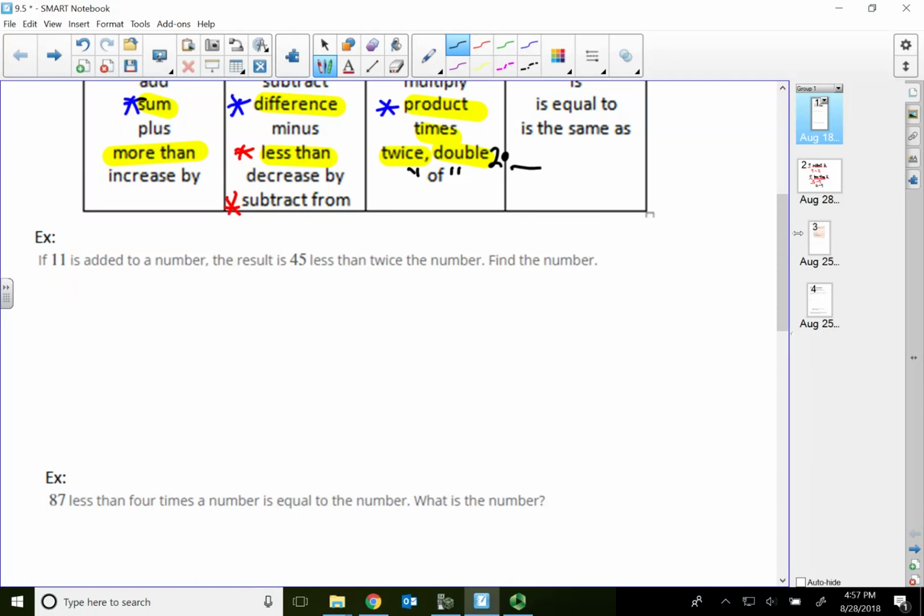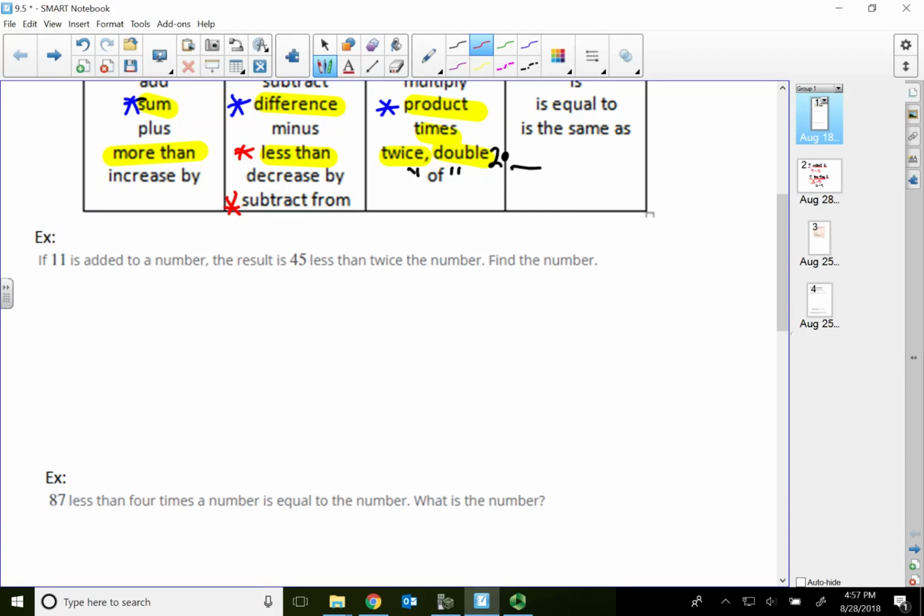So if you read this problem: if 11 is added to a number, the result is 45 less than twice the number. Find the number. So if you read it like that, you're not really trying to think about what it says. Okay, these problems are designed for you to translate what it says and solve for x. So try not to think about what it says. Instead, translate, word by word. Translate them word by word.